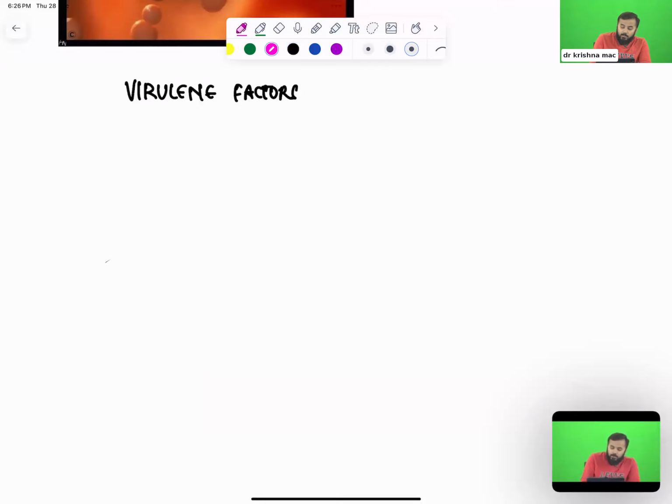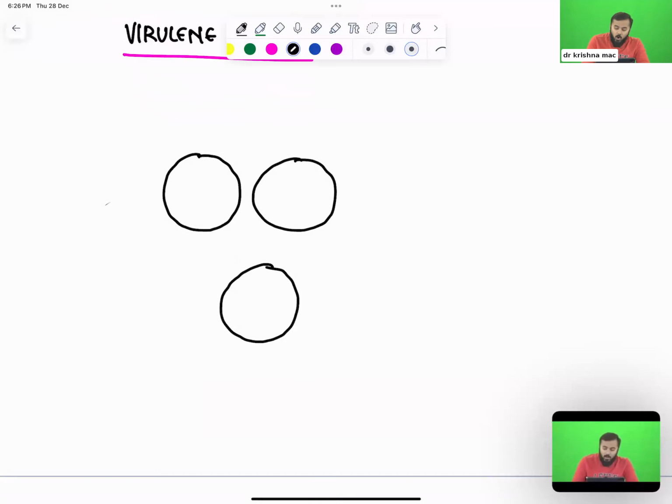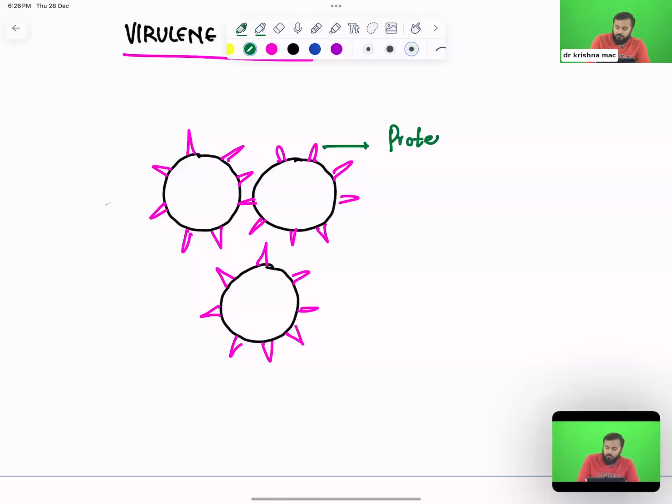If you look at the virulence factors, let us say this is one Staph aureus. You see a cluster of Staph aureus here, in the form of grapes, irregularly, so I have to draw it irregularly. Now on the surface of Staph aureus, there are some spike-like structures. These spike-like structures are one of the very important virulence factors, and the name of this virulence factor is protein A.